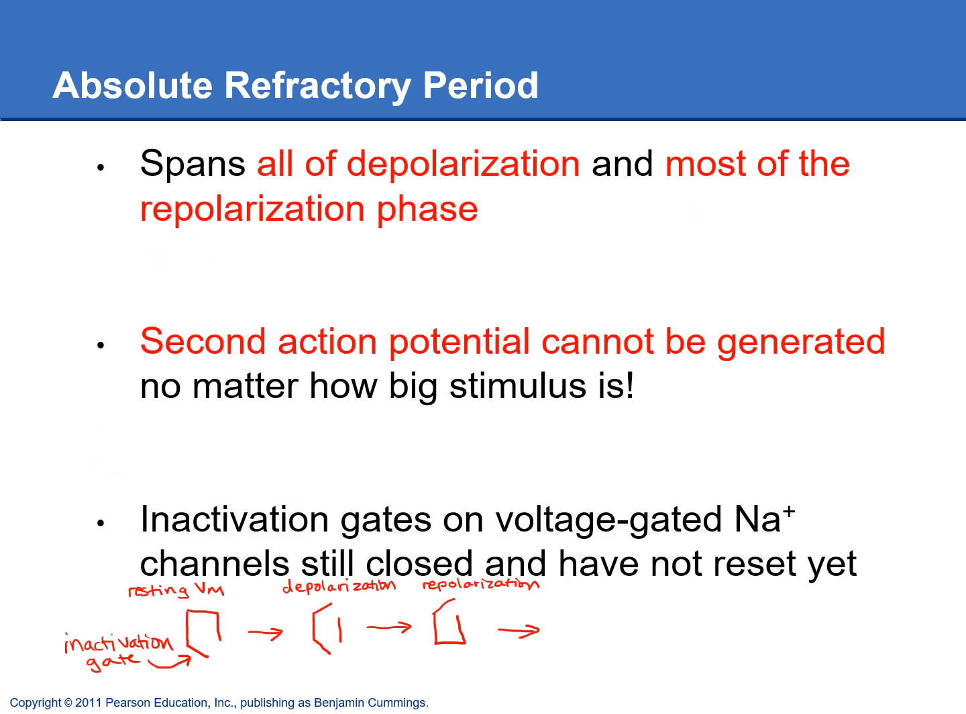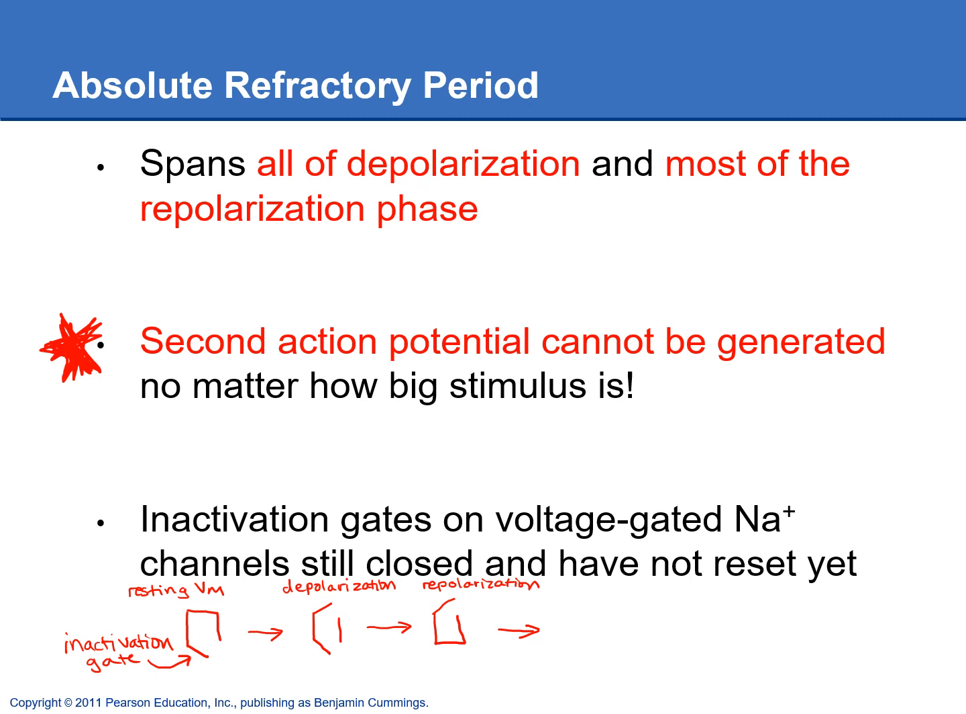Let's take a look at the absolute refractory period first. This is going to be from the depolarization phase of the action potential through most of the repolarization phase. And during the absolute refractory period, you cannot have another action potential.